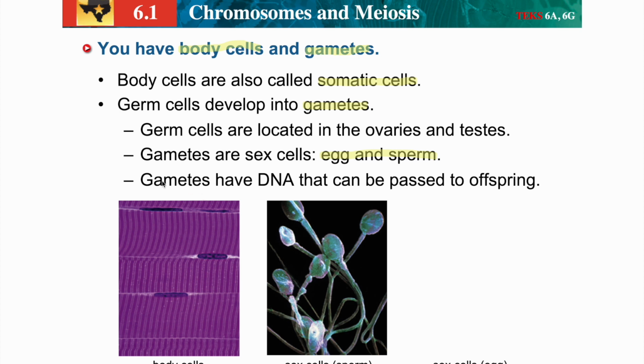And the important part about gametes is that gametes have DNA that can be passed to offspring. So on your paper, write the first part. Body cells are called somatic cells, so write this first bullet. And then you can write gametes are sex cells or reproductive cells. And gametes have DNA that can be passed to offspring.